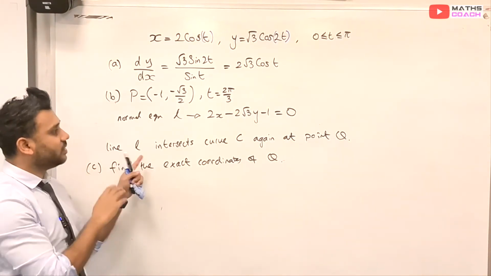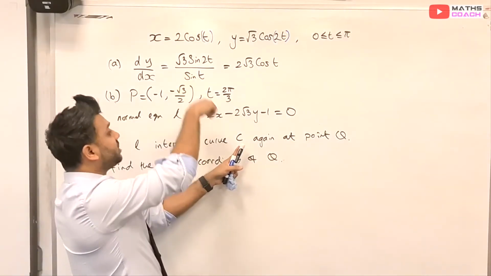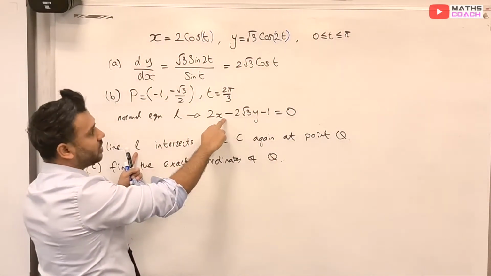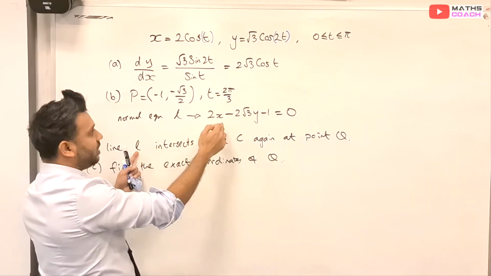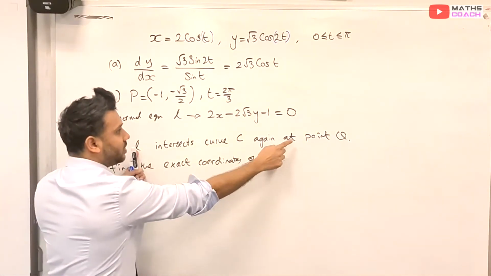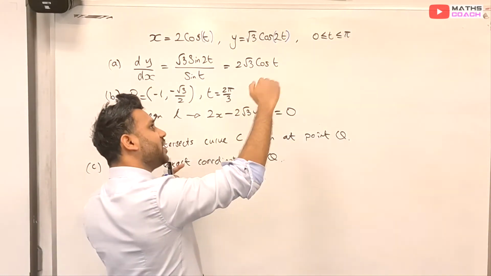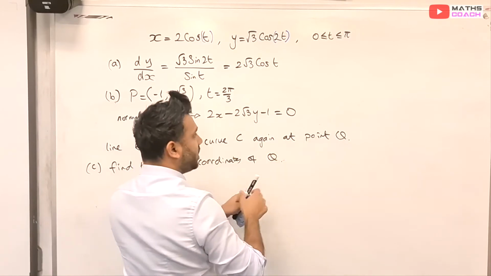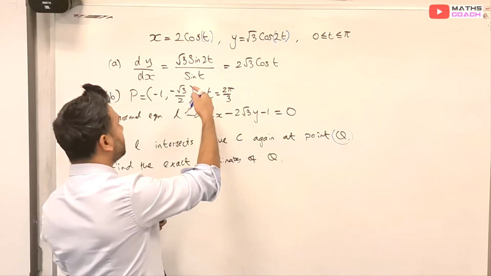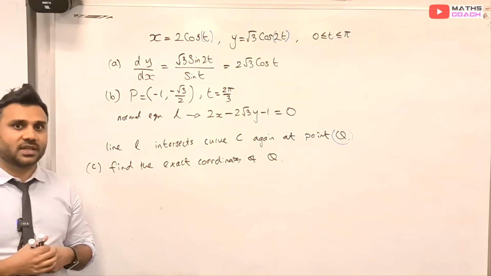So here we have the line L intersects the curve C again at point Q. C, remember, is governed by the parametric equation on the top. So this line L is a normal to the curve. So we know that the line L is normal to the curve at point P. So this is one of the points that the line L will touch the curve at. And then imagine that the line continues and it finds itself hitting the curve again. And that point will be the second point, and we're told that is point Q. So the first point is point P, and that's the second point. And here we're asked to find the coordinate of that second point Q.